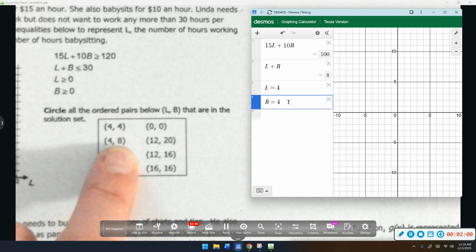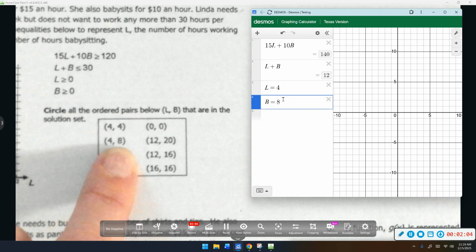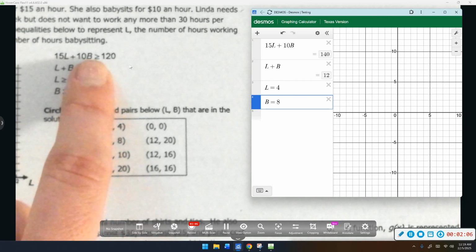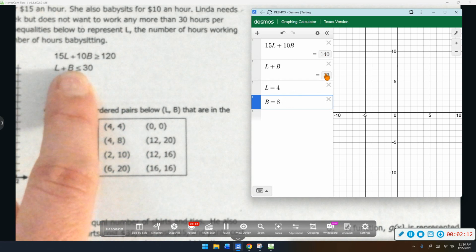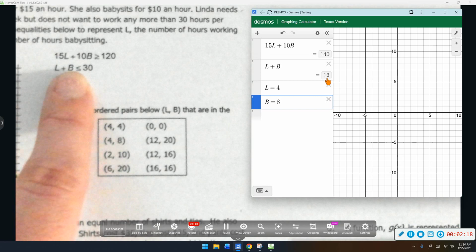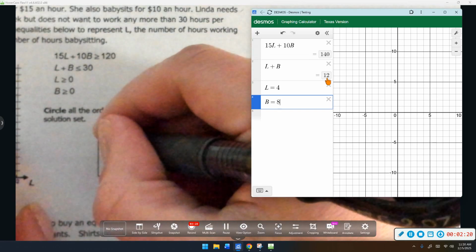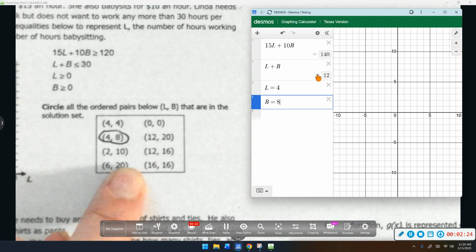Okay, this next one says 4, 8. So let me take B and make it 8. All right, let me check and see if it works. Is this first one greater than or equal to 120? Yes, cool. Is this one less than or equal to 30? Yes, 12 is less than or equal to 30. So you know what that means? I can circle this answer. This answer satisfies my inequalities. Okay? And then I can just do this for all of them.